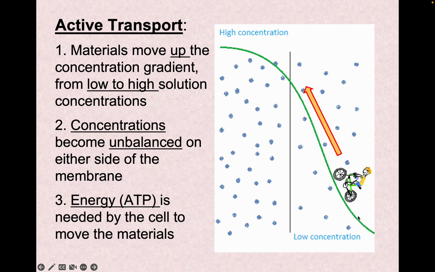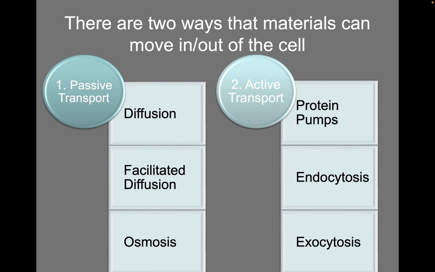So like this illustration, you can see if you really want to climb up the hill with your bicycle, you really need to exert much effort to climb the hill. So that is active transport. There are two main ways that materials can move in and out of the cell. We have the passive transport and active transport.